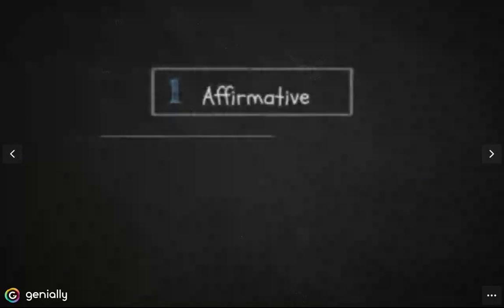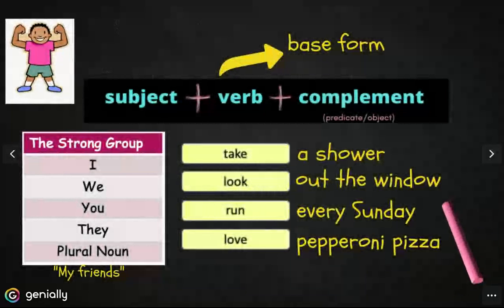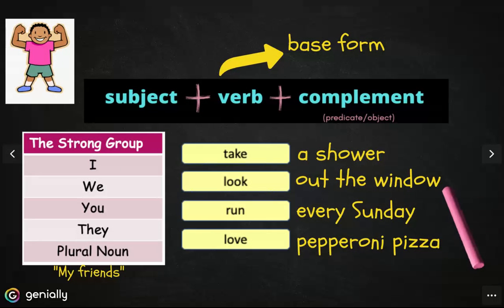For the first group, in the affirmative form, we're going to use this formula: subject, verb in base form, plus complement. Examples: I take a shower, we look out the window, you run every Sunday, they love pepperoni pizza. If you want to use a plural noun, you could say, my friends love pepperoni pizza.